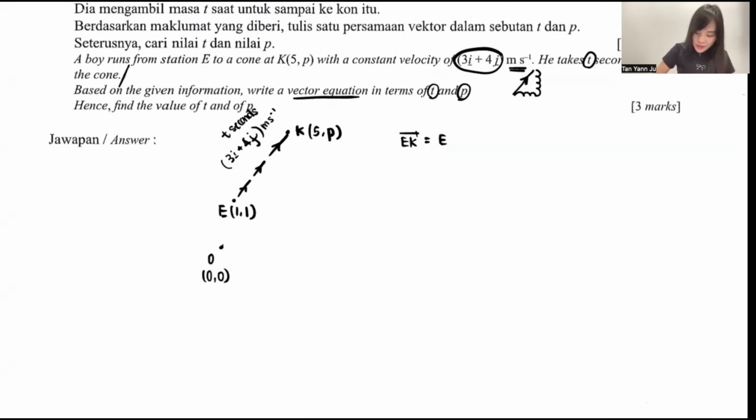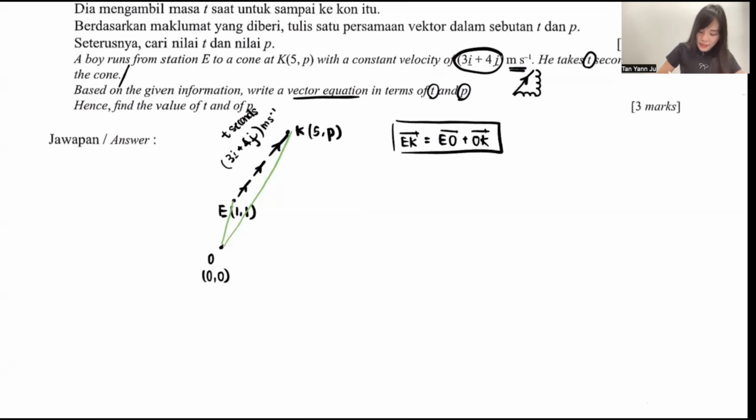So you see, this one is OE, this one is OK. Okay, I imagine O myself, because O is always the origin, always 0, 0. If I imagine myself there, don't I exactly get a triangle? Then you know what I can write? EK I can write as EO plus OK. Make sense or not?